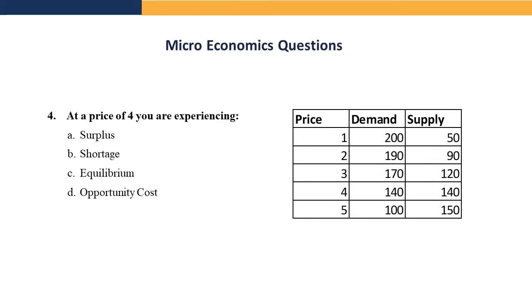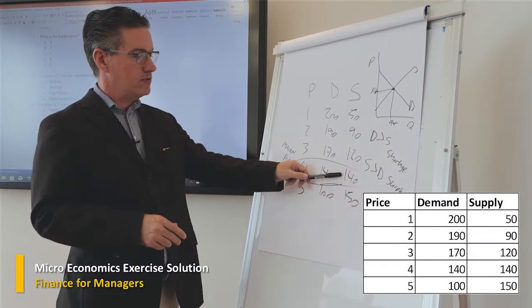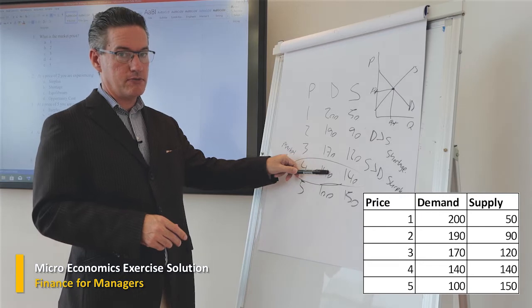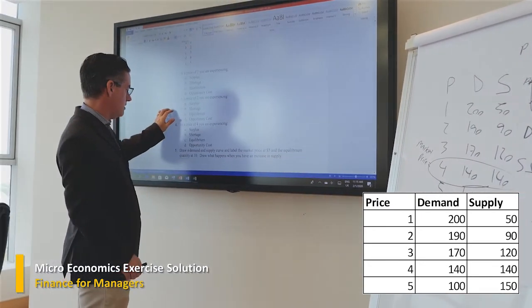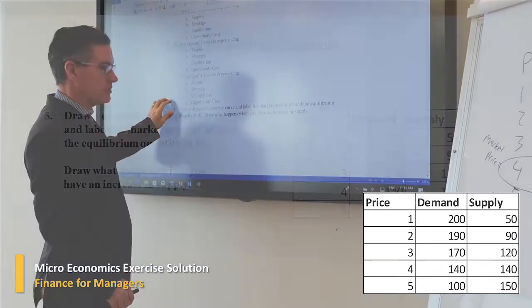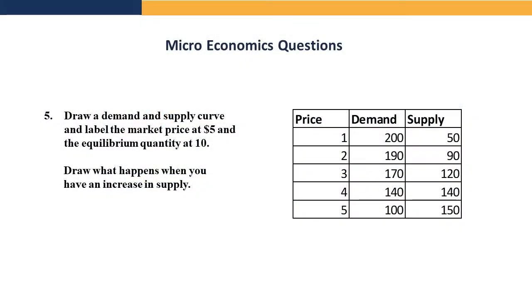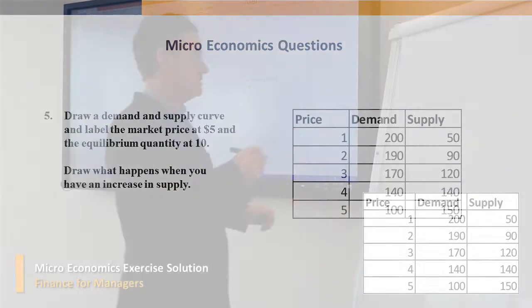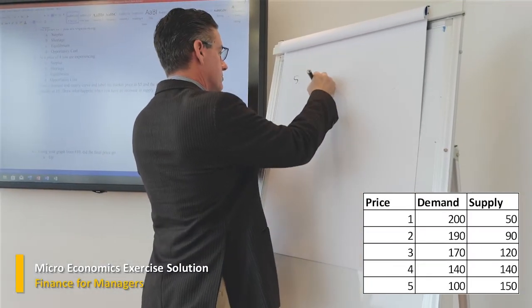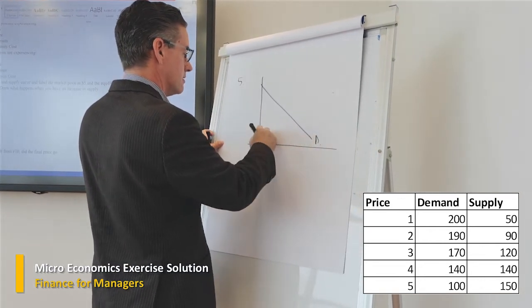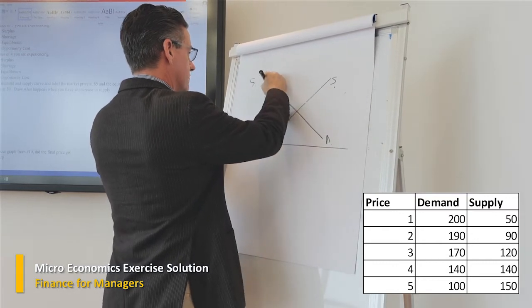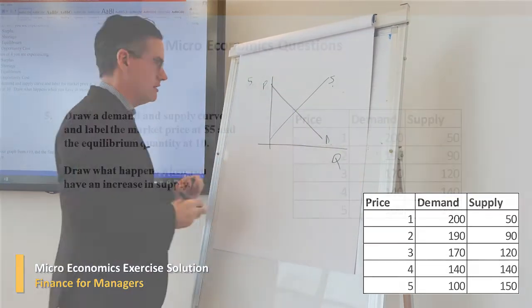And the last one, of course, says at a price of 4, we call this market price or equilibrium. This is the equilibrium. Okay, so I'm going to continue with number 5 on another sheet. It's asking us to do demand and supply again. Let's draw demand and supply. Price is over here, quantity over here. Okay, so far so good.